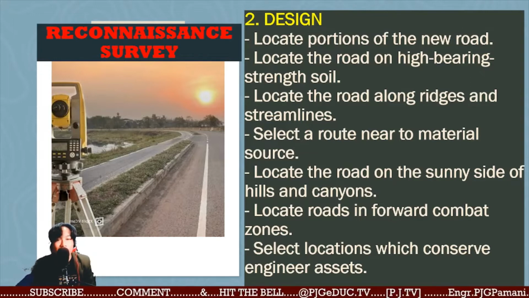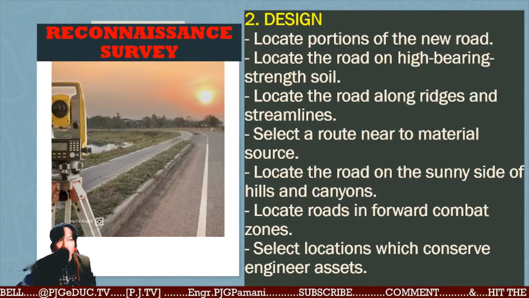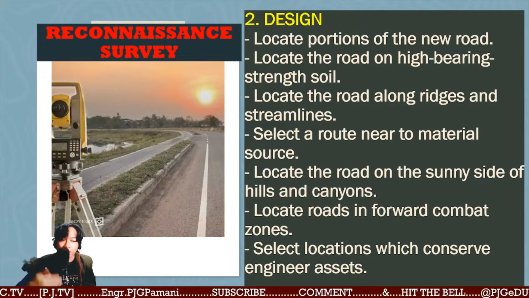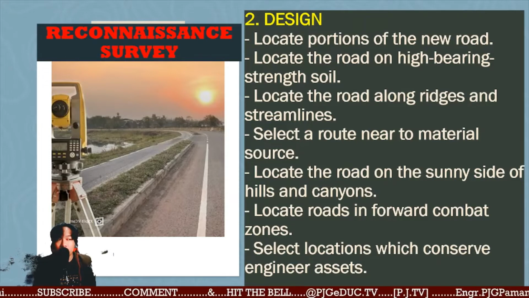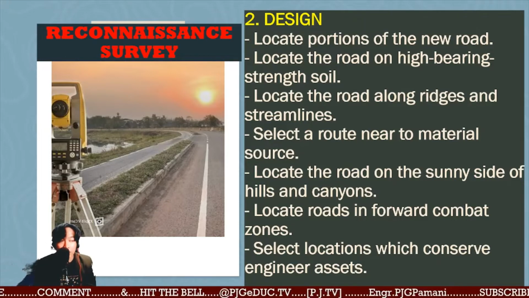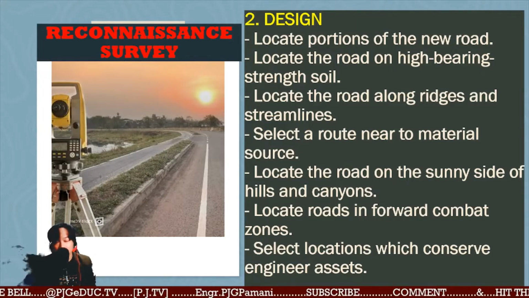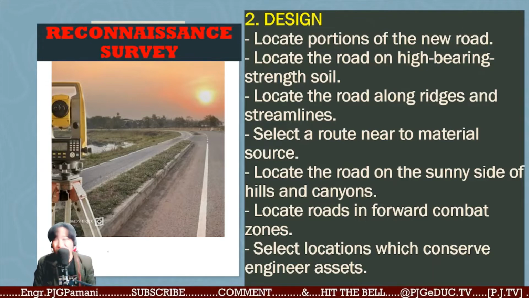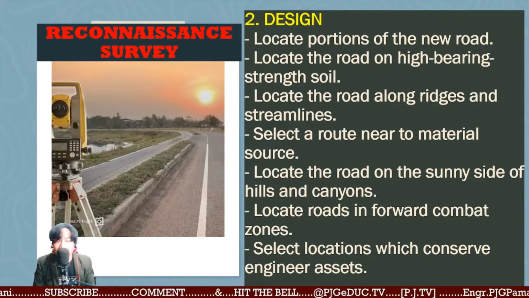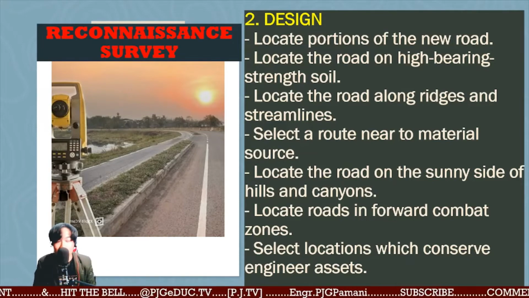Then select locations which conserve engineer assets. What does that mean? These are locations that are accessible enough for us to place the heavy equipment that is going to be used during construction, which heavy equipment can enter during the construction process. If they are difficult for heavy equipment to enter, we will have to consider some parameters with some additional assessments.